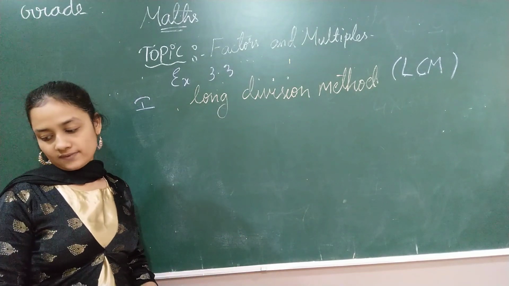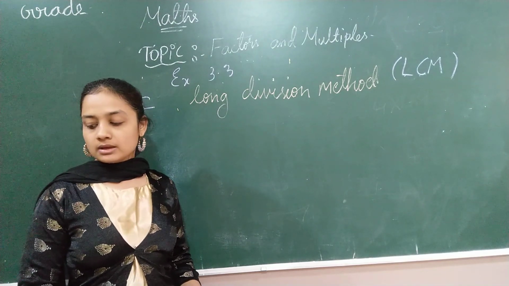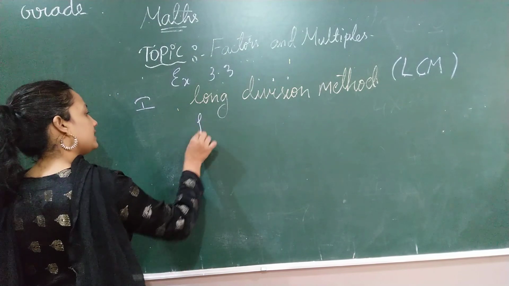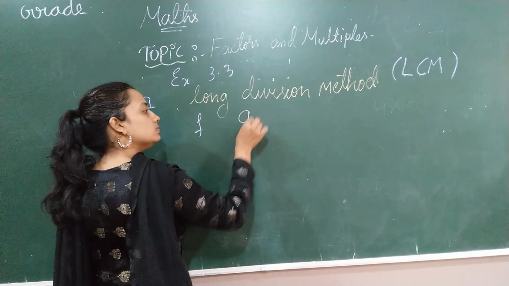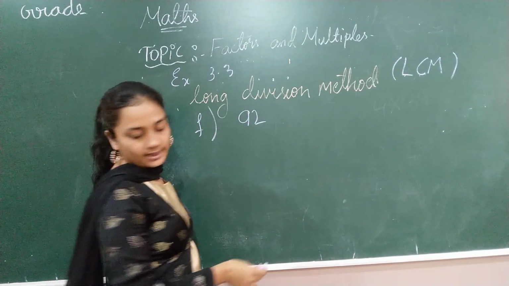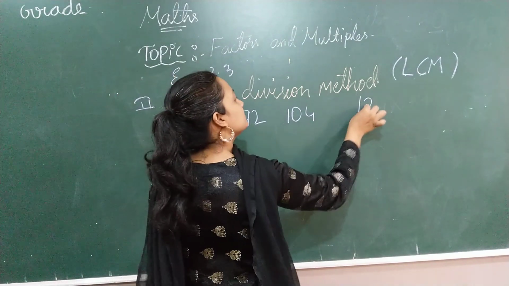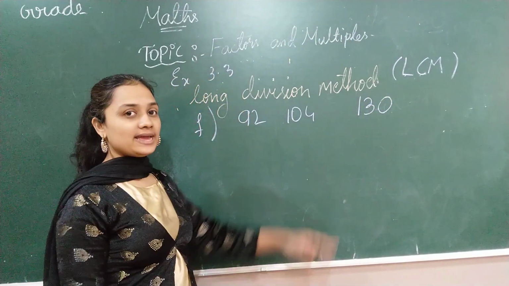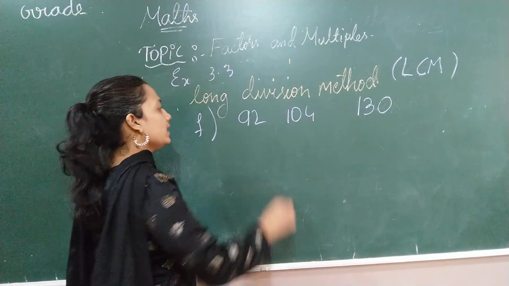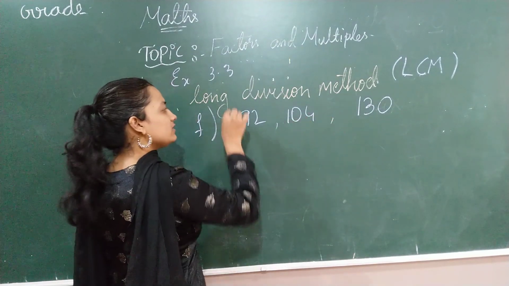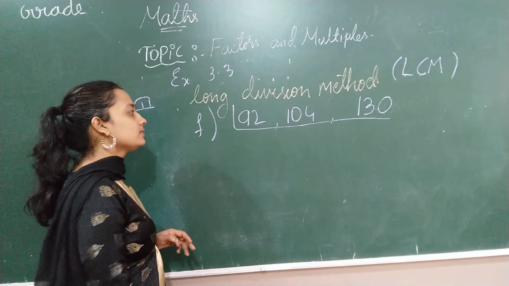So let me take a difficult sum from the textbook exercise. The second sum has 3 numbers: 92, 104 and 130. Now we are going to find the LCM of these 3 numbers using the long division method. This is also very easy. What we do is directly divide all the 3 by the prime method.